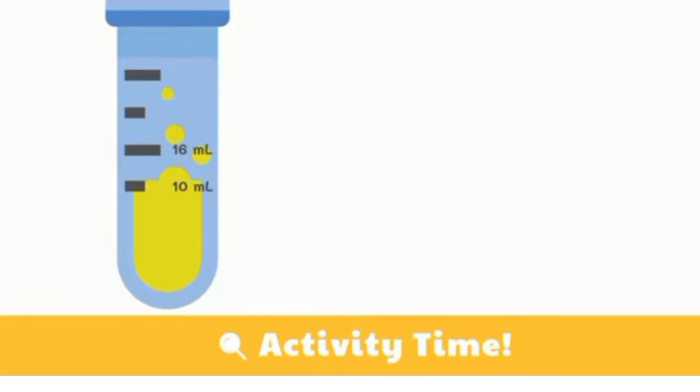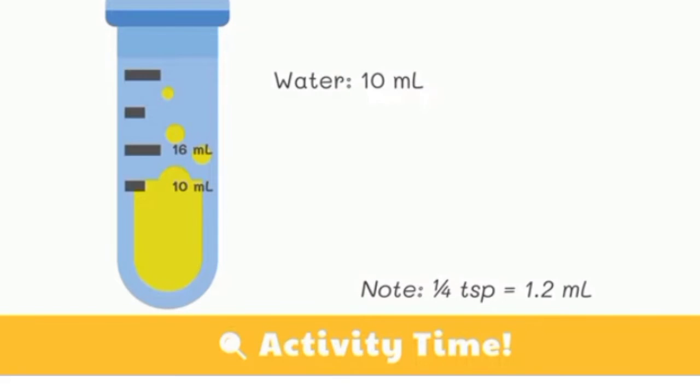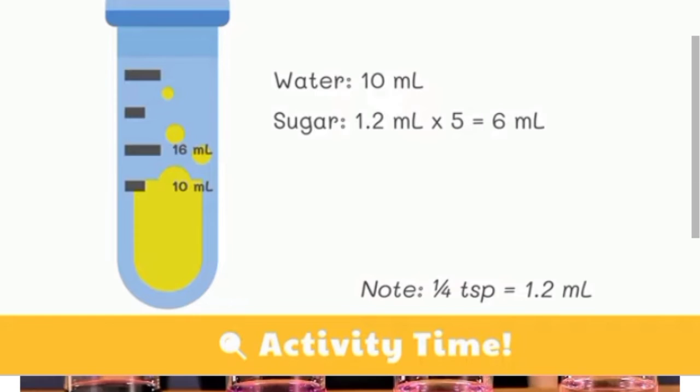What is the volume of the sugar and water mixture? What should be the total volume of the solution? Now let's recall the volumes in our experiment. We poured 10 ml of water in the cylindrical glass bottle. We added 1/4 teaspoon of sugar to the cylindrical glass bottle 5 times. Note that 1/4 teaspoon is equivalent to 1.2 ml. Therefore, 1.2 ml times 5 equals 6 ml of sugar.